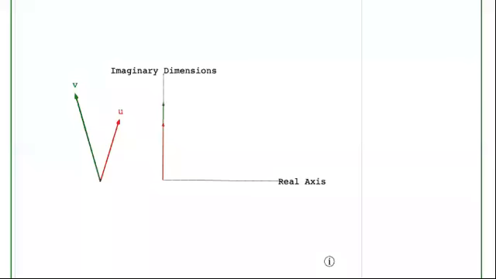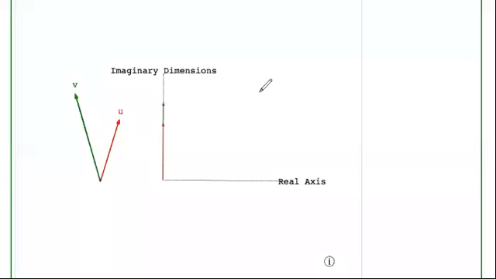Let's look at a little animation of what happens when we multiply two imaginary quaternions together. That means quaternions that have no real part. We're going to take one of these quaternions to have a length of 1.